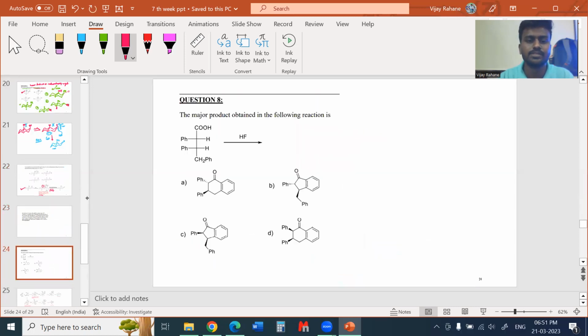The next question is, the major product obtained in the following reaction is. They have given HF with this acid compound, right? The major product obtained in the following reaction: we need to draw the entire reaction mechanism. So in this one, what is the role of HF here? Can anybody tell me? I will pause recording. You can tell me what is the role of HF.